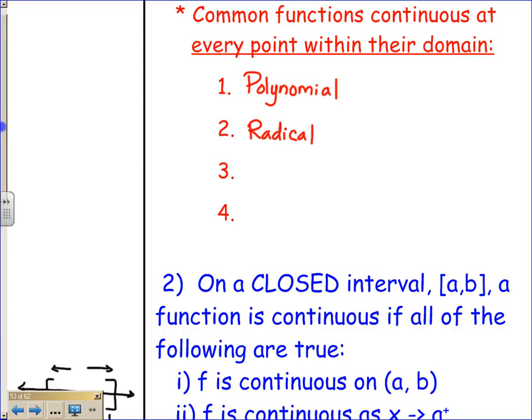Polynomial, radical, trigonometric. Now you might say, trigonometric, there are so many vertical asymptotes. I know, but the domain says not equal to those asymptotes. So it's within their domain. And logarithmic, exponential.